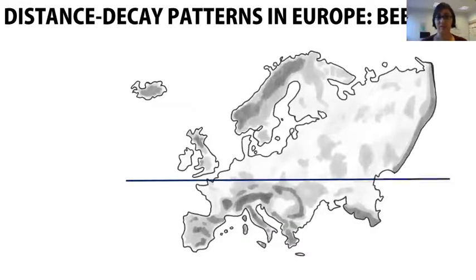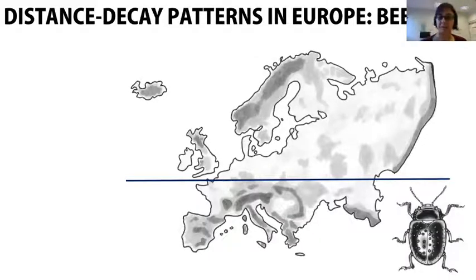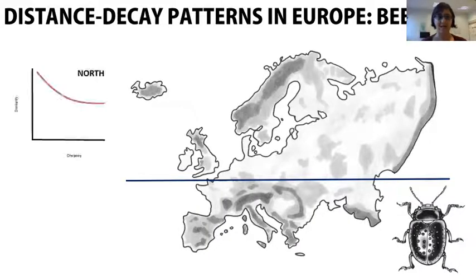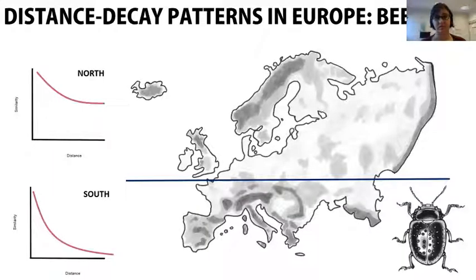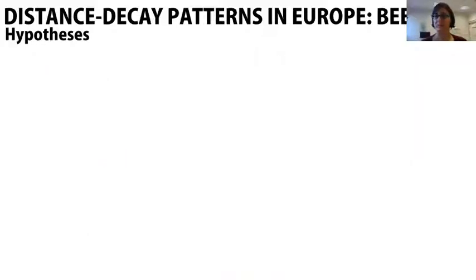So in the case of Europe, we have observed that if you divide Europe into the territories that have been recolonized and the ones that have been mostly refugia, like north and south of Europe, in some particular beetle taxa the distance decay patterns in the north were different from the ones in the south. So we were wondering if this could be evidence of dispersal limitation in these taxa. We tested it with many beetle groups.